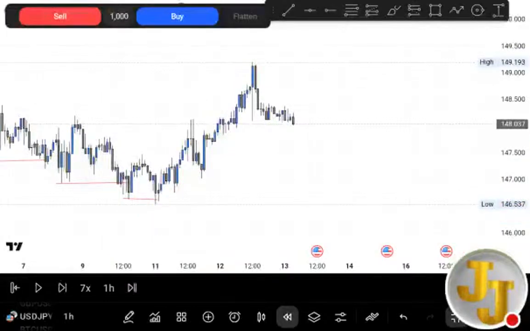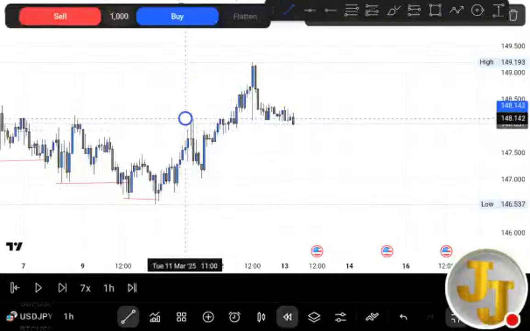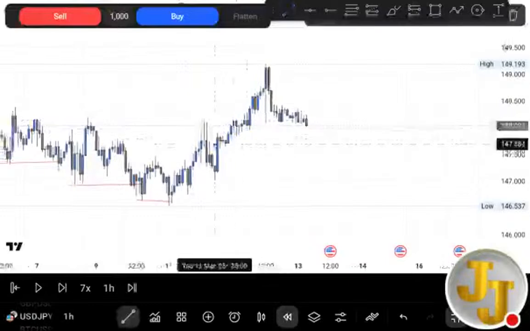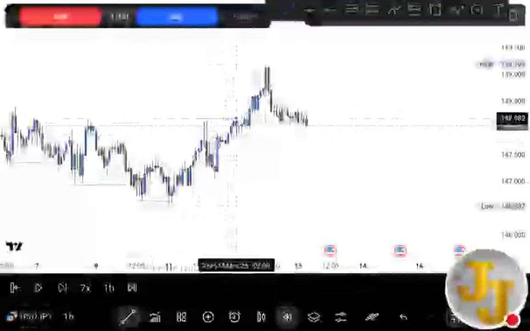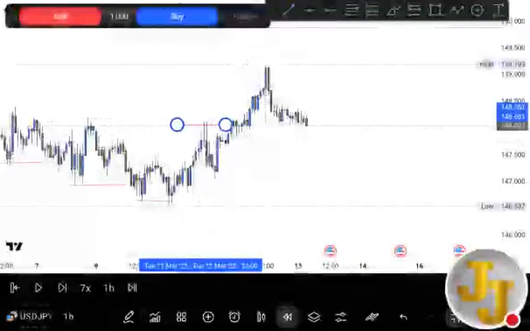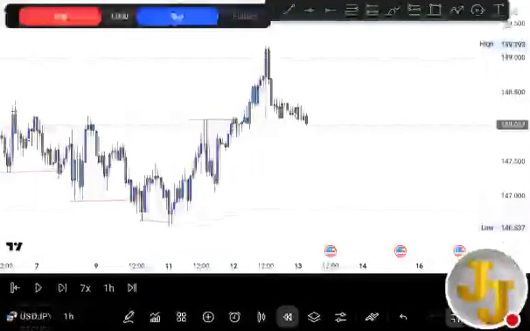Remember, this is a high. Remember, this is a high right here. Remember, that is a high right there. Okay, that is a high.